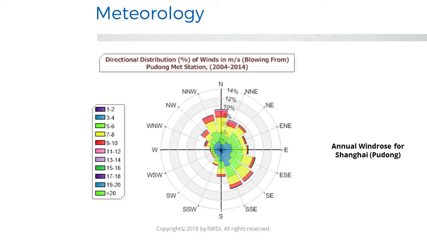The compass is broken down into 12 wind sectors: north, north-northeast, northeast, east-northeast, and so forth. Winds blow from the north 9% of the time, and from the north-northeast approximately 7% of the time, and so forth. The colors also show the breakdown of wind speeds. These can be correlated to the legend.